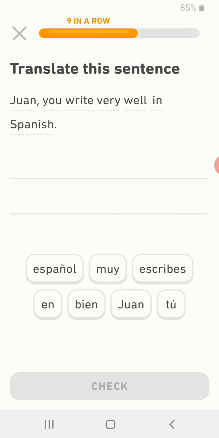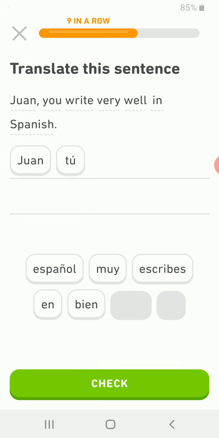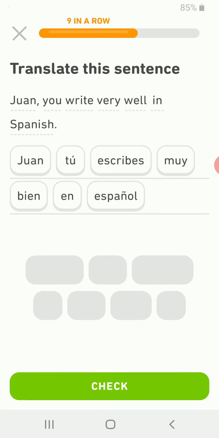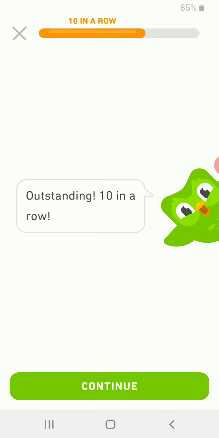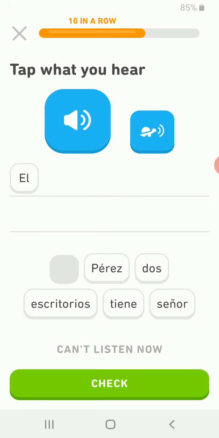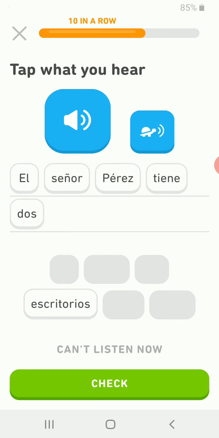And Juan, you write very well in Spanish. Juan, tú escribes muy bien en español. Español. This is how you say it. And el señor Pérez tiene dos escritorios. Escritorios is desks.